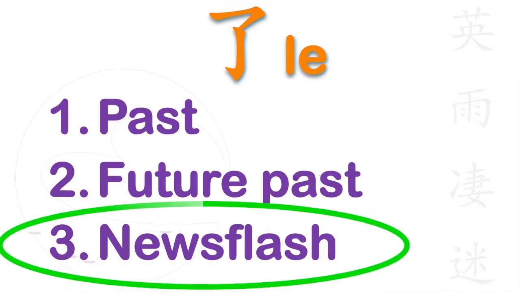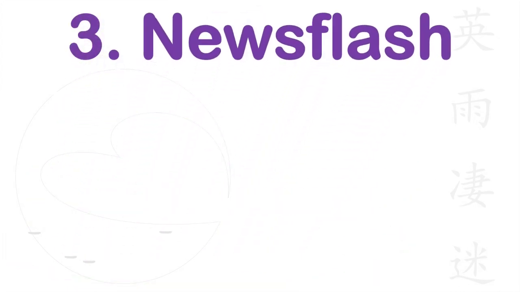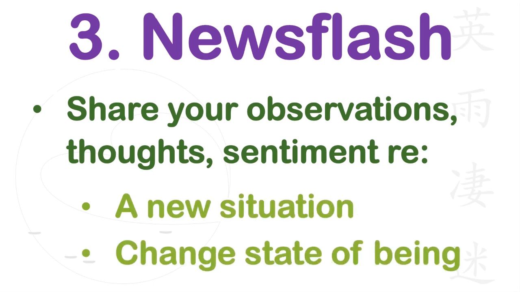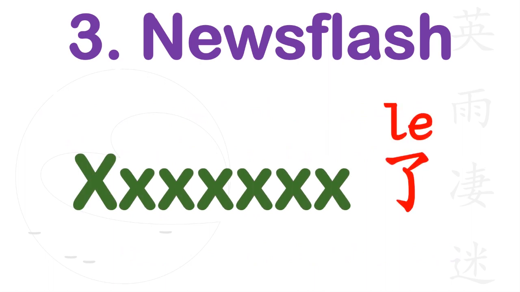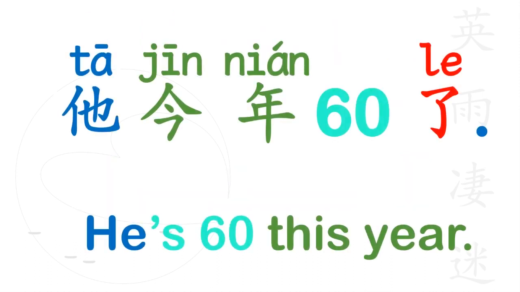Function number 3 is for scenarios where you want to share your observation, thoughts, sentiment in relation to the onset of a situation or change of state of being. For this use, 了 is always at the end of the whole description of your observation, thought, or sentiment. For example, 他今年60了 He's 60 this year.